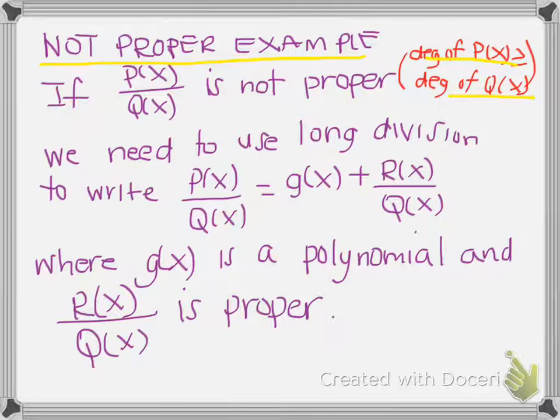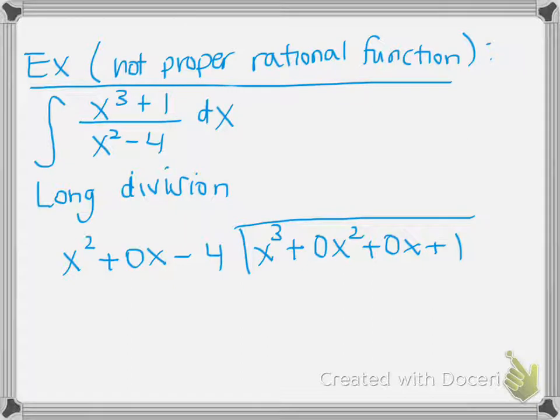We need to use long division to write p of x over q of x as g of x plus r of x over q of x. Here g of x is just going to be a polynomial, and then the rational function remains, because we just do the method of partial fractions when we have rational functions, right? If we just have some polynomial or some function g of x, then we can integrate that with the other integration properties we know. So let's evaluate this example here.